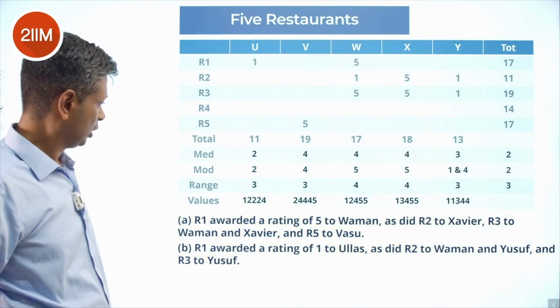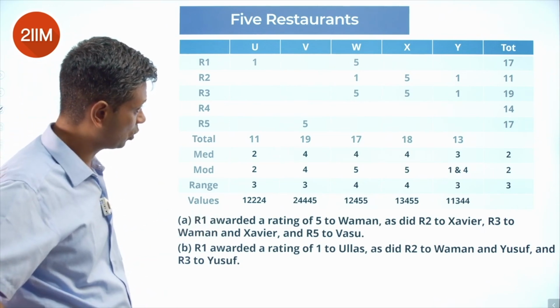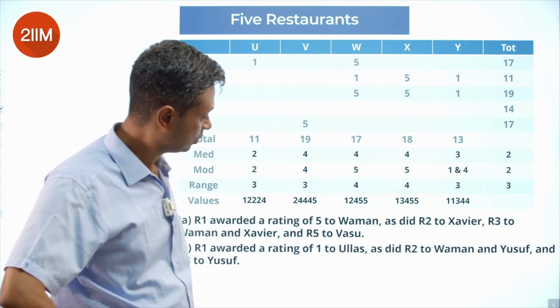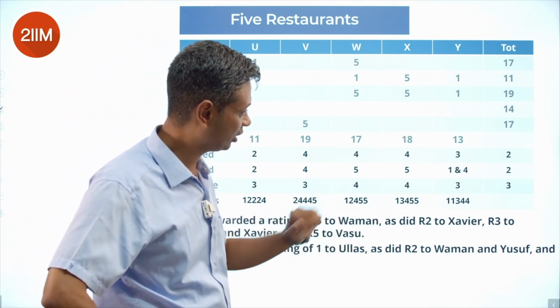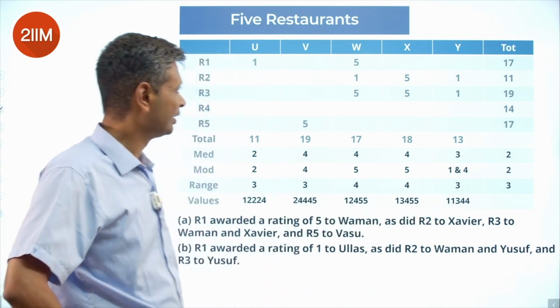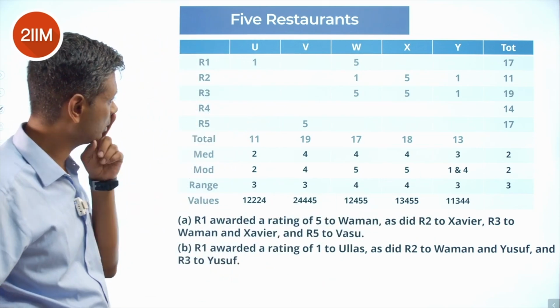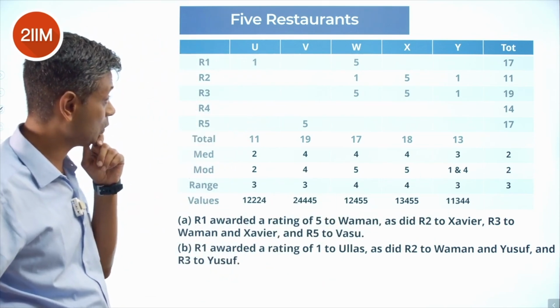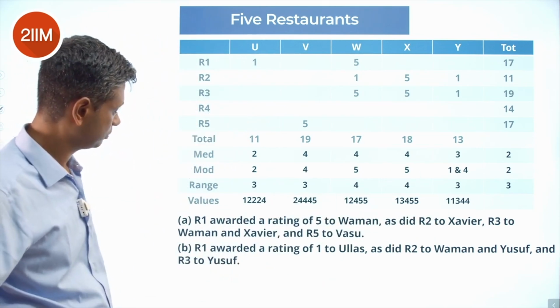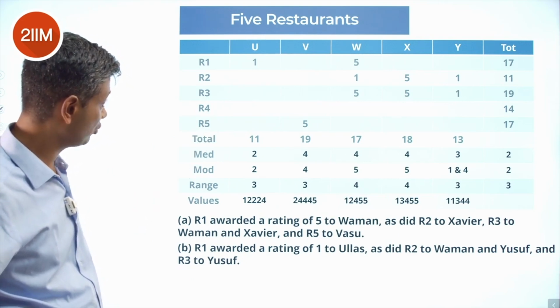Let's see. 1, 2, 2, 2, 4 sitting here. 1, 2, 4, 5, 5 sitting here. 1, 3, 4, 5, 5 sitting here. 1, 1, 3, 4, 4 sitting here. Adding up to 17, 11, 19 that way. Let's see which one we can carve out. There's something that opens up.